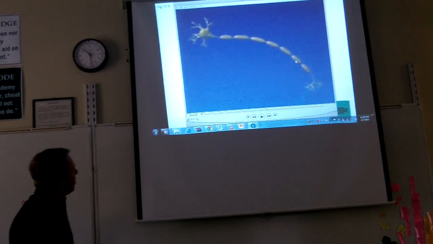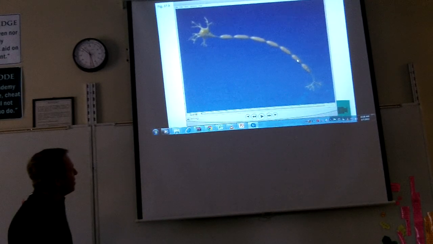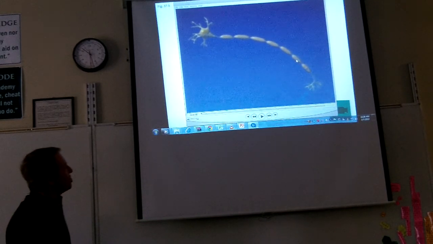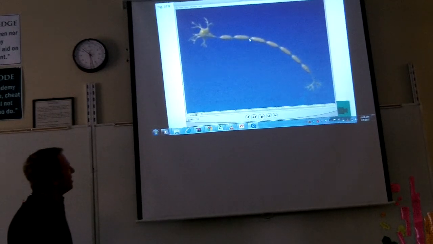What's this long thing called? Axon. What are these things called? Myelin sheath. Schwann cells form the myelin sheath. And what are these little areas between the Schwann cells called? Node of Ranvier. That was so good.